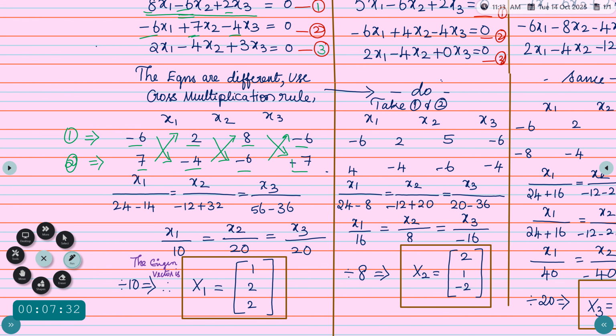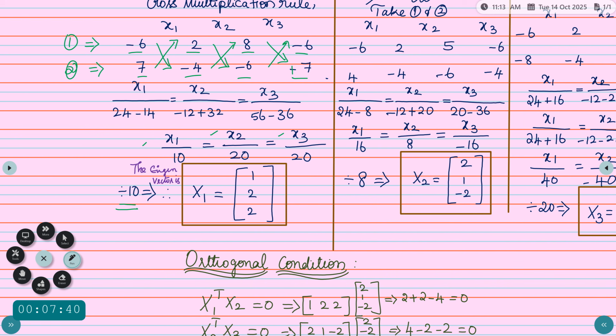So you are getting the answer: x1 divided by 20, x2 divided by 20, x3 divided by 20. So I'm going to divide by 10. You can easily chart out the answer: x1 having 1, 2, 2. Similarly, you are going to find all the other cases.